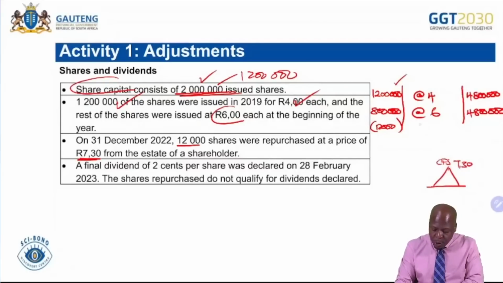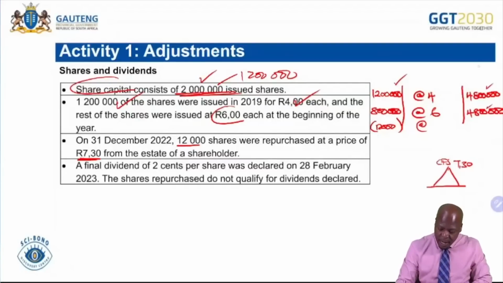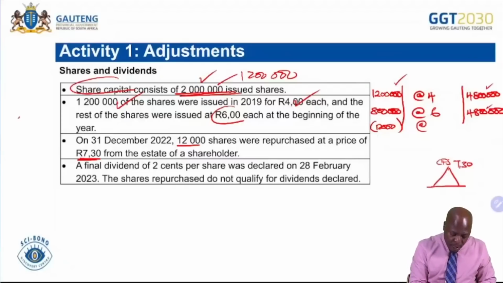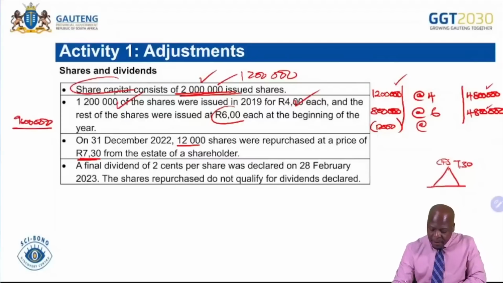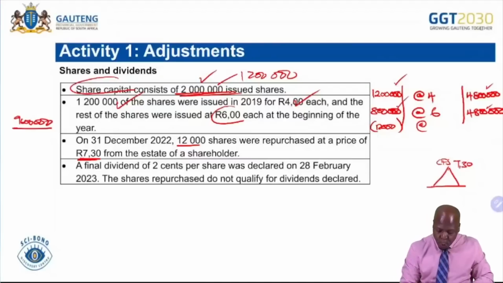But I need to record my average price. I don't know it. But I know that if I take my 4.8 and add my 4.8, that is going to give me 9.6 million. And if I take that 9.6 million, I divide it by 1.2 plus 800, which is 2 million.